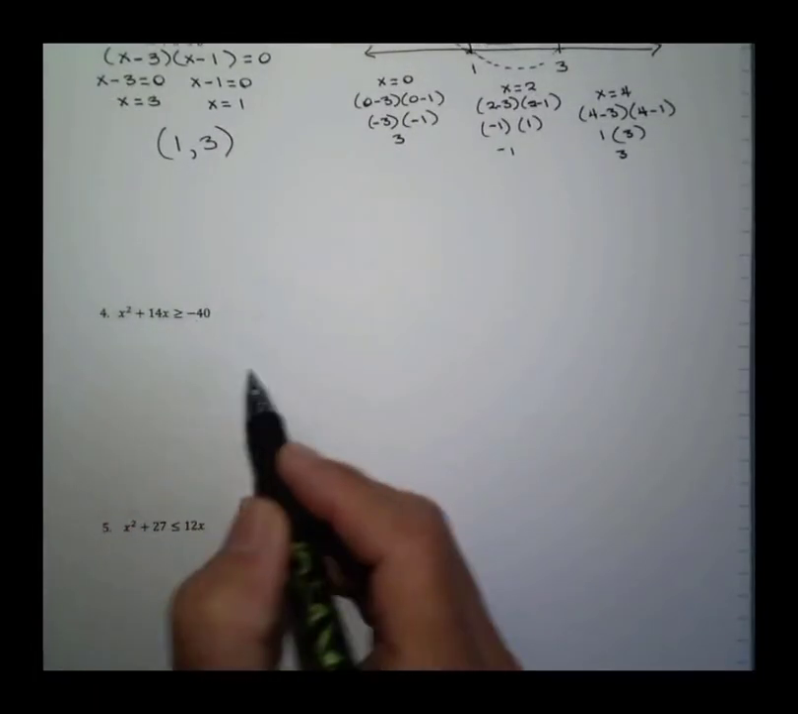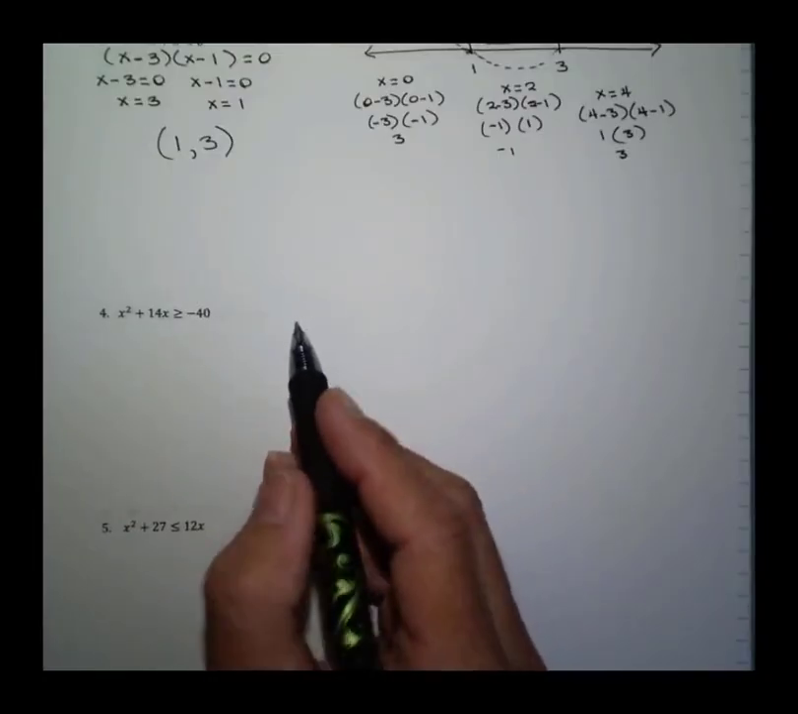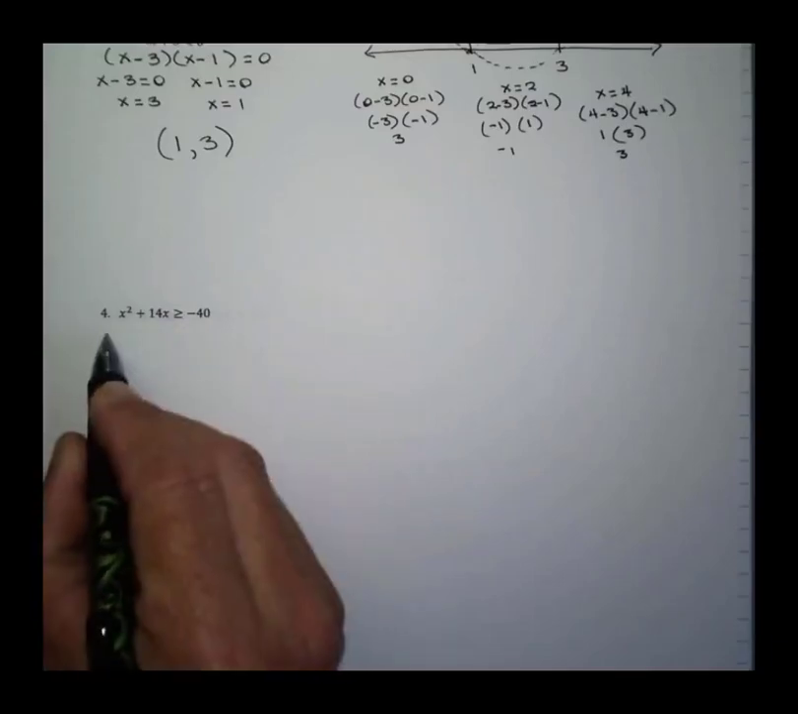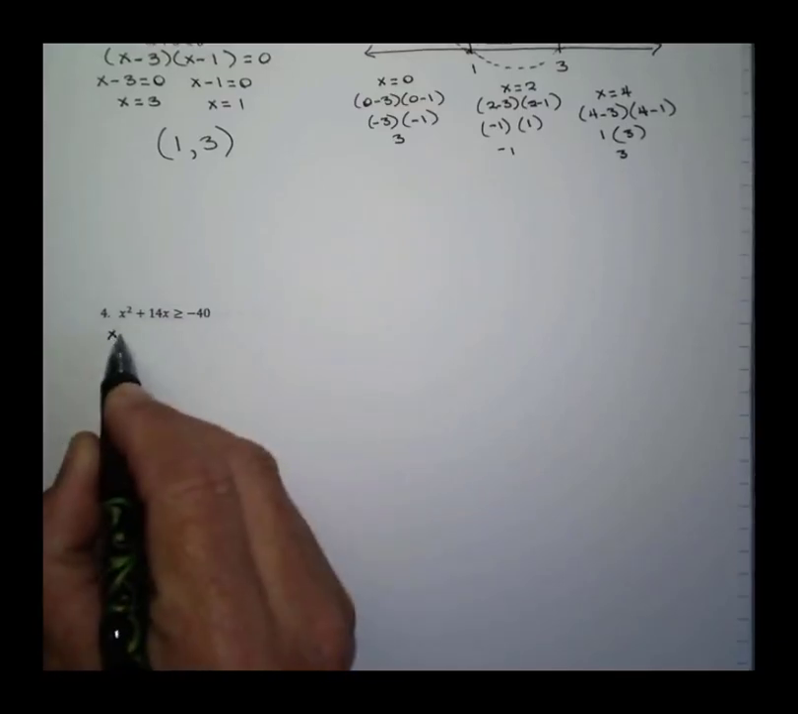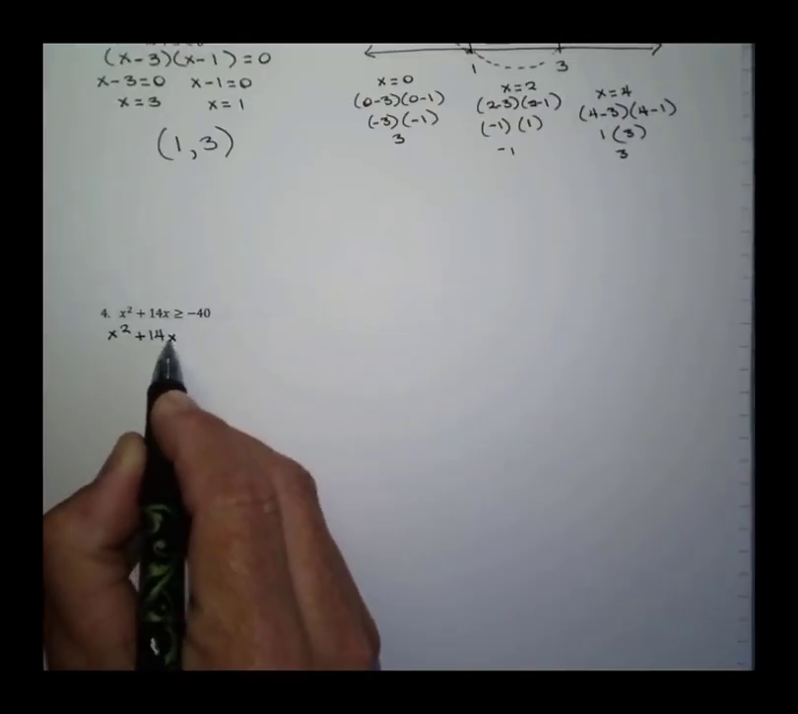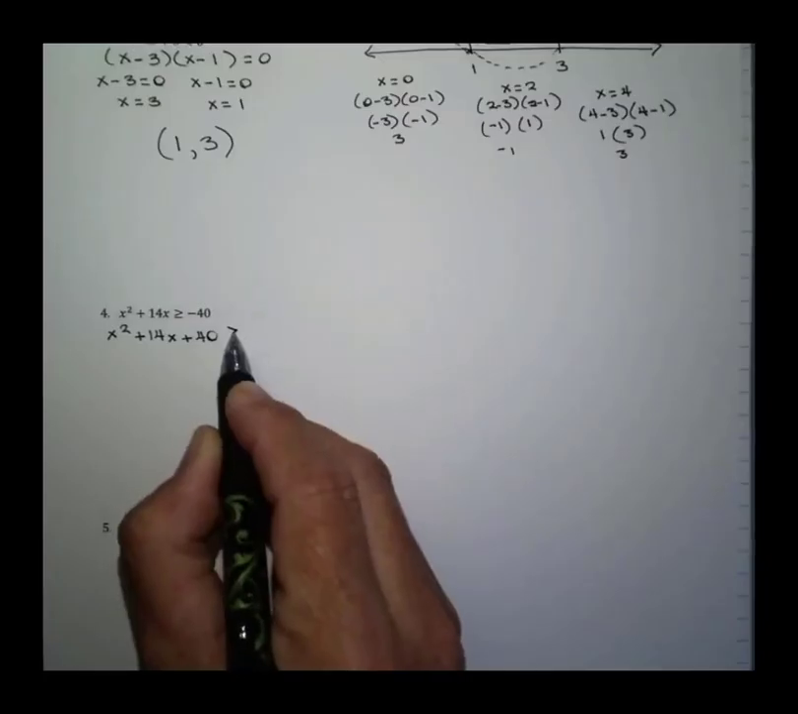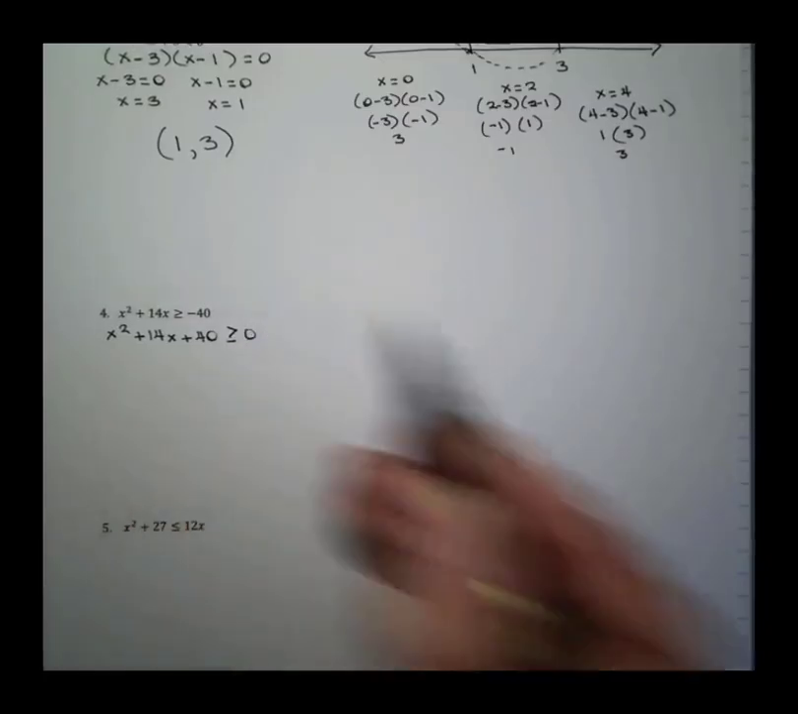This one is not set to 0. Now I have to have 0 on one side before I can even get started. So that's my first step. I'm going to move that negative 40 to the other side. So I have x squared plus 14x, and I'll add 40 to both sides. That gives me a positive 40. And then I can say it is greater than or equal to 0.